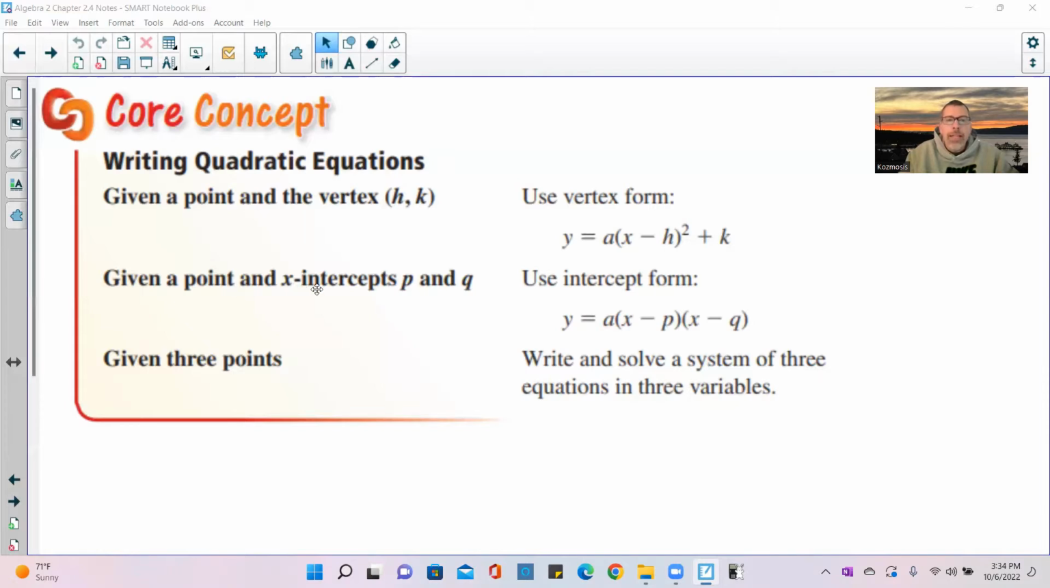Given a point and x-intercepts p and q, you're going to use intercept form, y equals a times x minus p times x minus q. And given 3 points, write and solve a system of 3 equations in 3 variables.